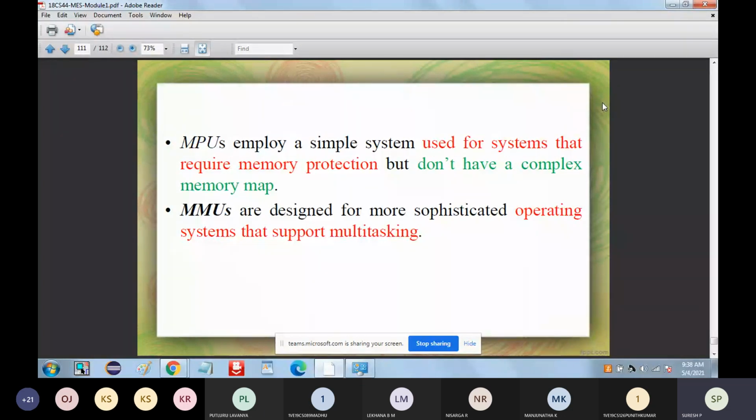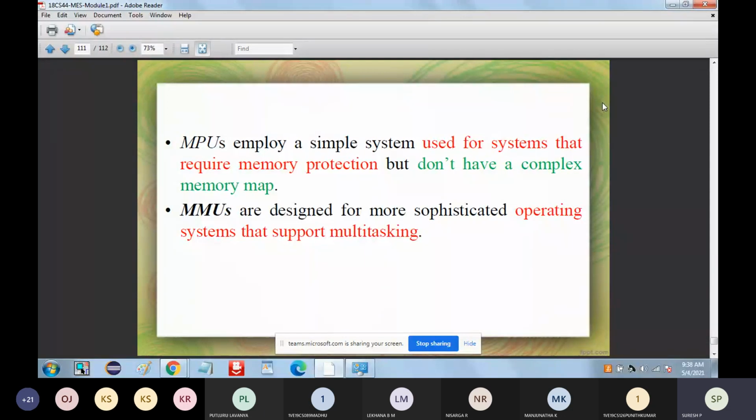There are three types in your memory management. One is no core extension, so it doesn't give any protection, no extensions. Second is the memory protection unit, which provides you limited protection. Third is the memory management unit, which provides you a fully protected system, full protection for your processor.